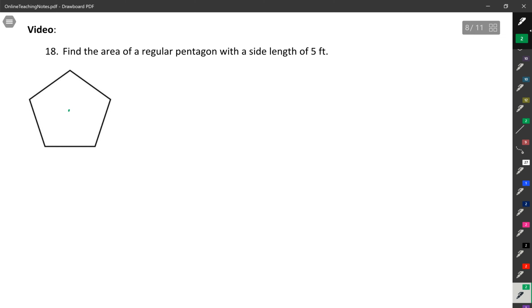So again, we're going to start by finding the central angle. So I'm going to draw in my central angle. There's one central angle. This is a pentagon. So my central angle will equal 360 divided by 5, which is 72 degrees. So that whole central angle is 72 degrees.